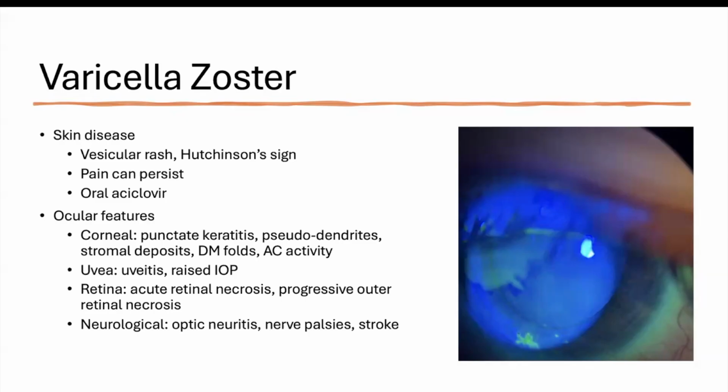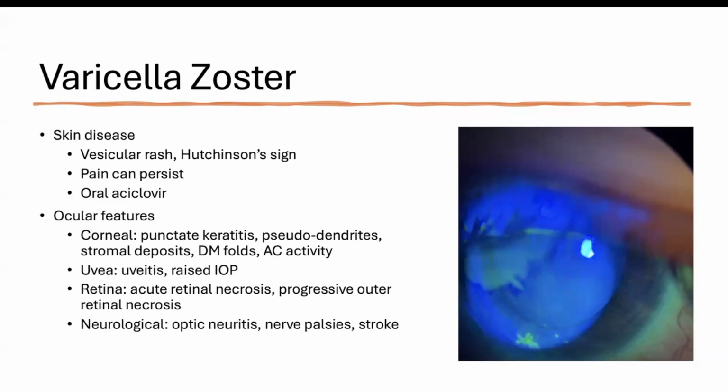But importantly, what you can remember is that varicella zoster can also affect many other parts of the eye. So it can give you a hypertensive uveitis, usually in the context of those corneal findings as well. But importantly, the posterior segment infections can also be caused by varicella zoster.